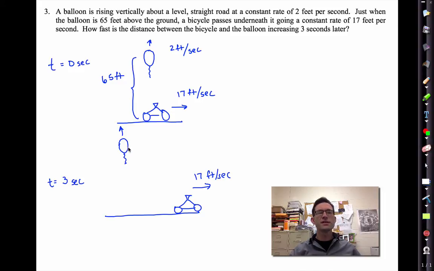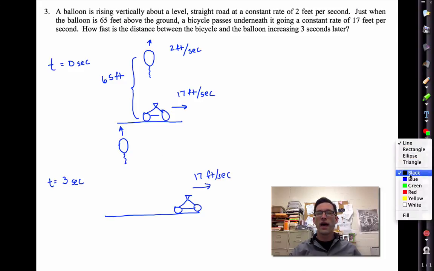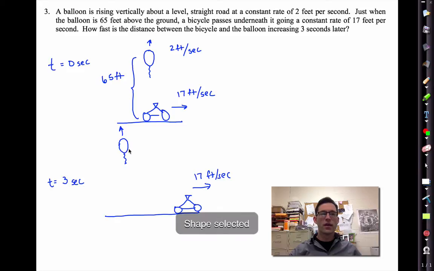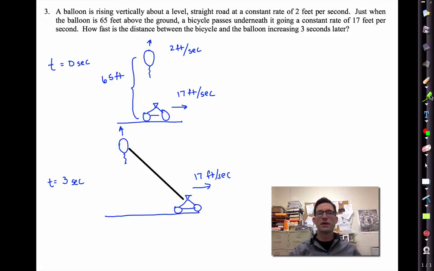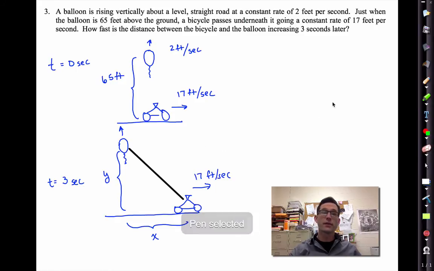Right? And this is when we want to know how quickly this distance is changing, right? The distance from the balloon to the bicycle rider. Now, probably most of you realize already that what we're talking about is a Pythagorean theorem relationship, right? Let's call this y. Let's call this x, right? Maybe I'll call this, I don't want to call it little d. We'll call it c for hypotenuse, because that makes a lot of sense.